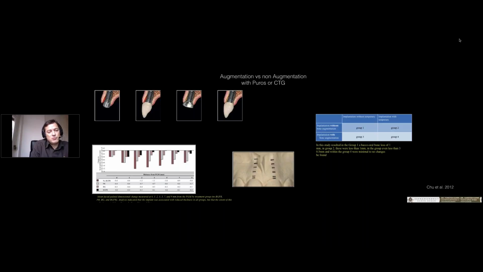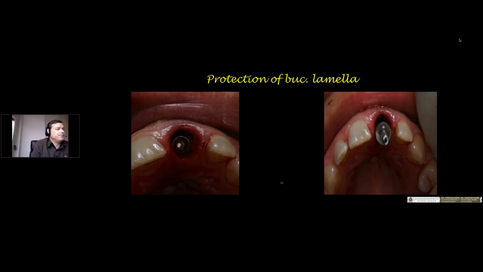This is the reason I told you before. If you can make immediate implantation with immediate loading, you get the best results ever. You see some cases from my practice.